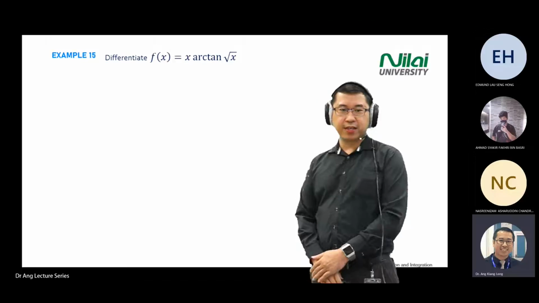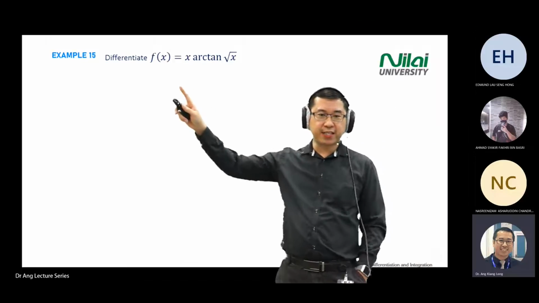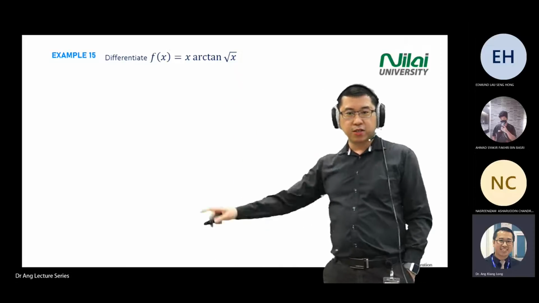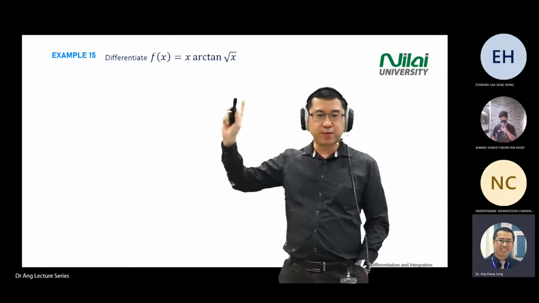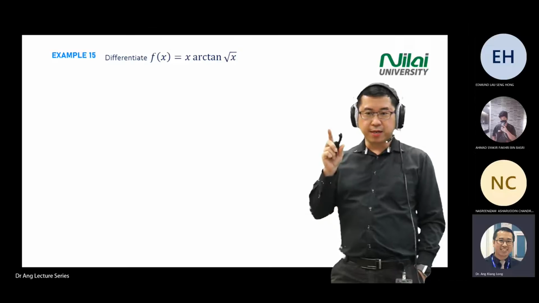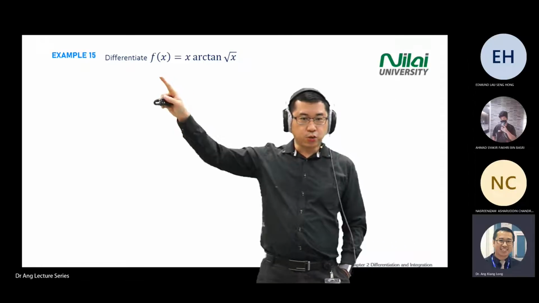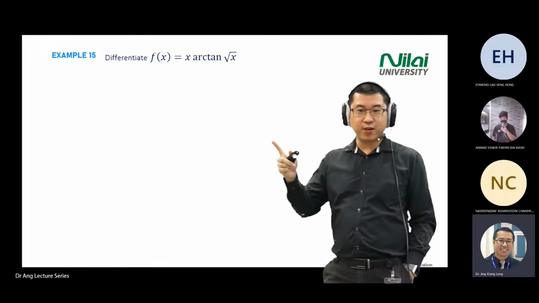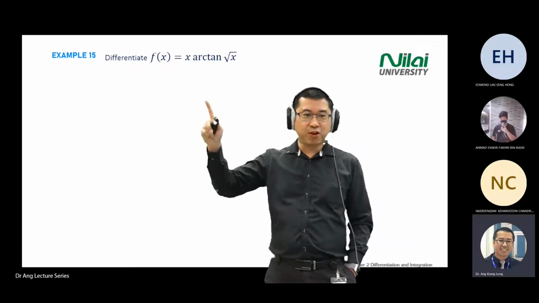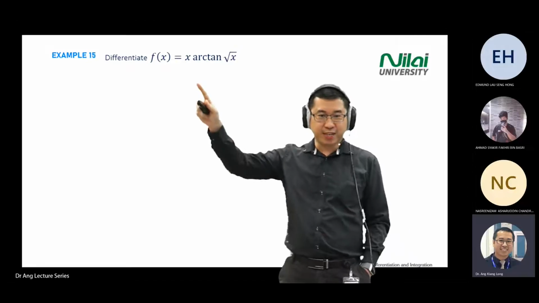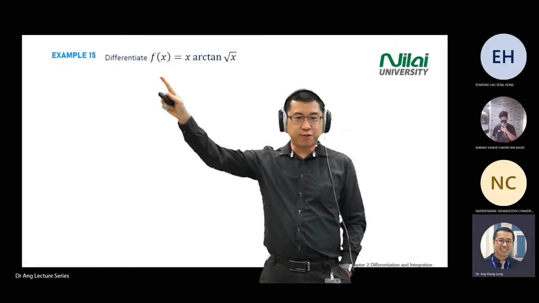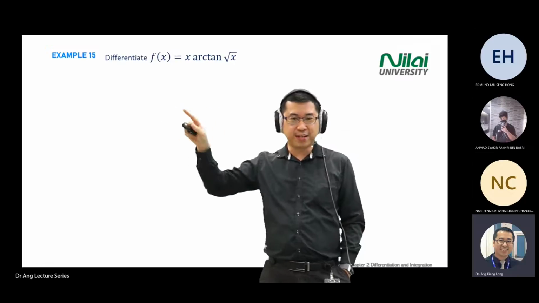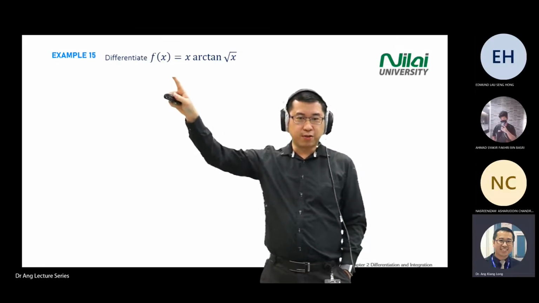Let's look at another example. Example 15. It asks you to differentiate f(x) equal to x arctan of the square root of x. So you see the word arctan; this one is under the trigonometry subsection. So it asks you to differentiate f(x). Your first line in your answer should give me f'(x). You should know the first steps. When it asks you to differentiate, you give me the general differentiation pattern.